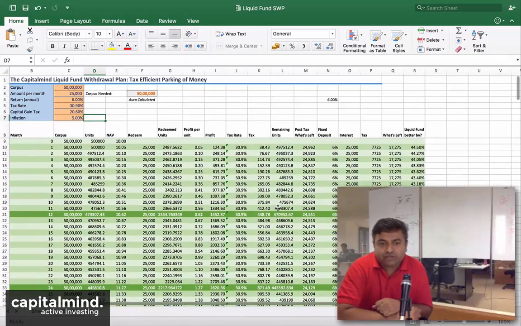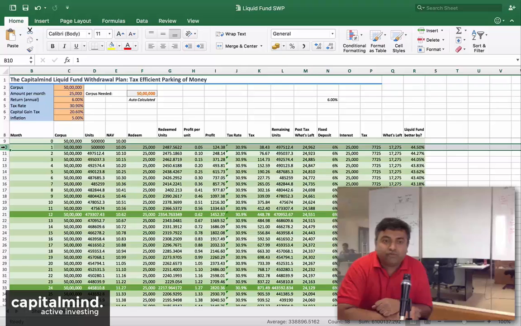The first month actually shows you a corpus of 50 lakh rupees where you've bought 5,00,000 units of a liquid fund at 10 rupees NAV. So you've got 500,000 units at an NAV of 10. On the first month, the NAV bumps up a little. How much? You're getting 6% a year. That's 5 paisa on the 10 rupees that goes up. So it's 0.5% a month. The 5 lakh units that you own now have gone up by 5 paisa per unit. You take out 25,000.